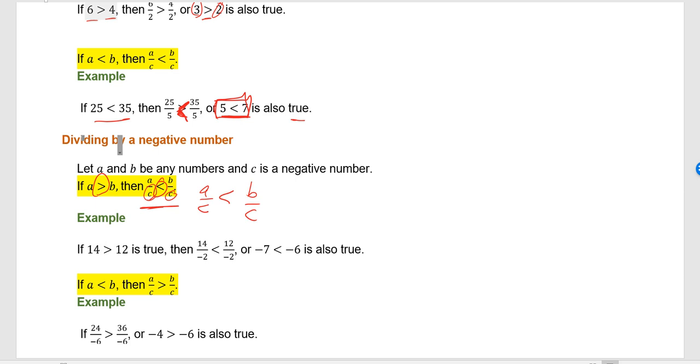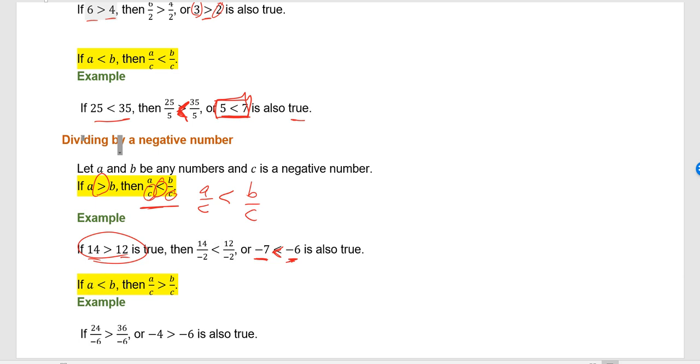Here's an example. For 14 greater than 12, which is true, then 14 divided by negative 2 is less than 12 divided by negative 2. Why? Because 14 divided by negative 2 is negative 7, 12 divided by negative 2 is negative 6, and negative 7 is less than negative 6. Okay? So 14 is greater than 12, but negative 7 is less than negative 6. So again, dividing by a negative number necessitates flipping the inequality sign.